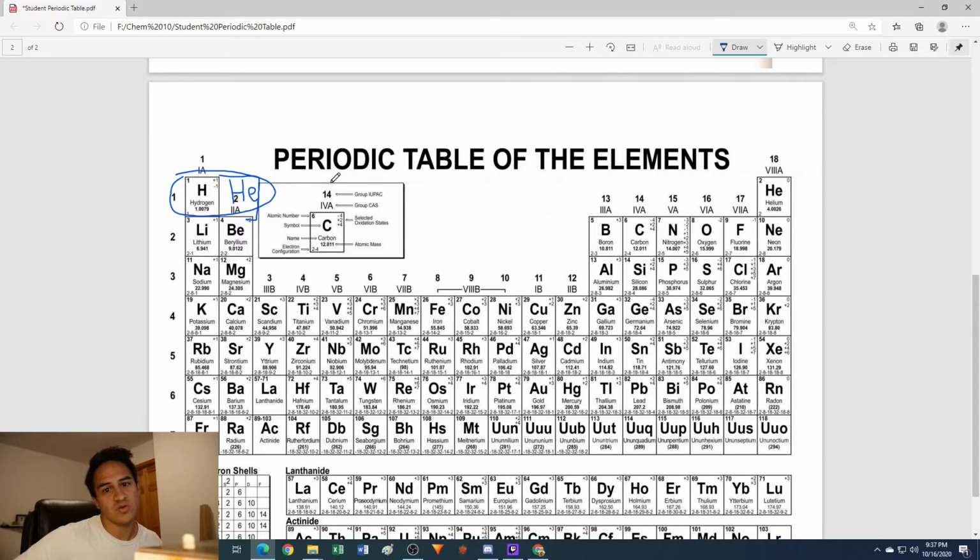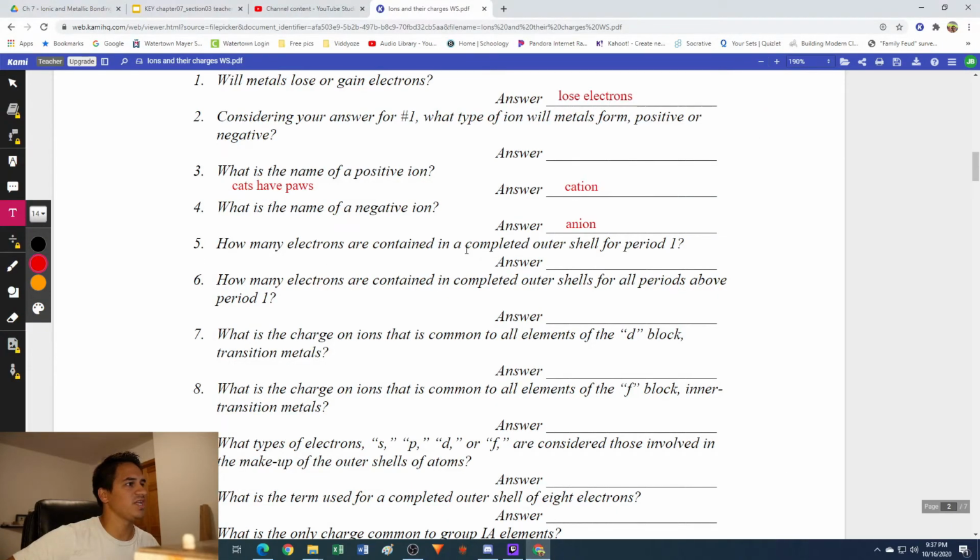How many electrons can they have total if they were to be full? Well, they can have one here and a second one there, and then that's it. Because after helium over here, there's nothing, right? There's nothing after helium. Even though, of course, this is column 8 on the periodic table, this 8 only applies to basically everything that is below helium. So from here down, everything can have 8. But helium is not included in that. Neither is hydrogen. So at most, they can only have 2 electrons. Okay. So how many electrons are contained in a completed outer shell for period 1? 2. 2 electrons. That's how many are contained.